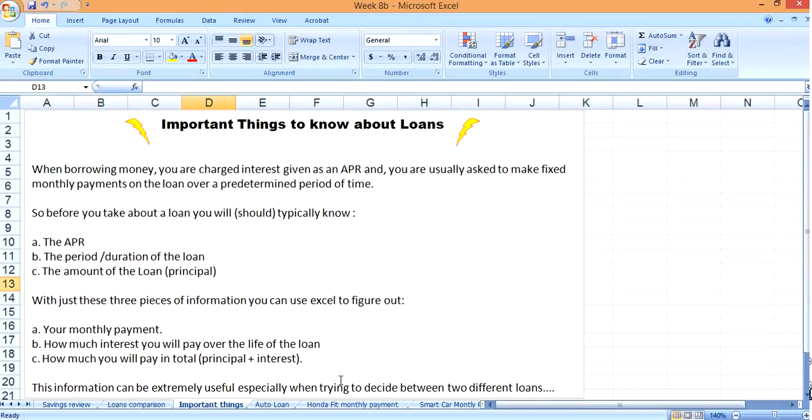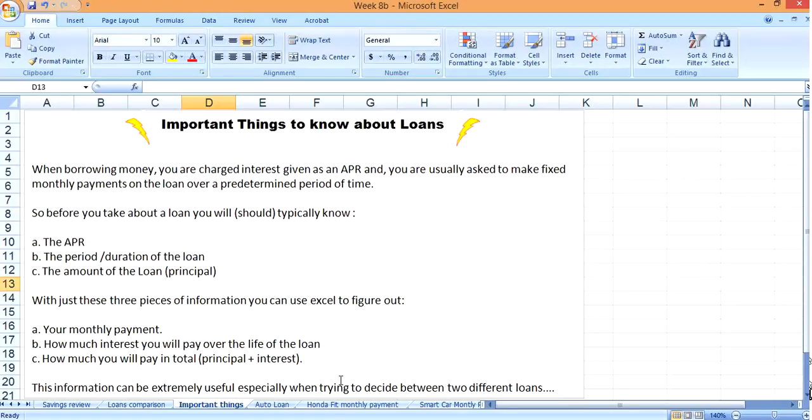But if you know all of these things, with just those 3 pieces of information, you can actually figure out a monthly payment. You can figure out how much interest you're going to pay over the life of the loan, and you'll figure out how much you pay in total. One thing we're going to talk about today is this idea that when you finance something, when you borrow money to buy a thing, the true cost of that thing to you isn't the price that you pay, but it's the price that you pay plus the interest that you have to pay in order to finance that purchase.